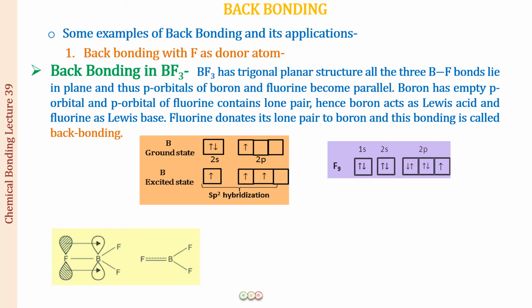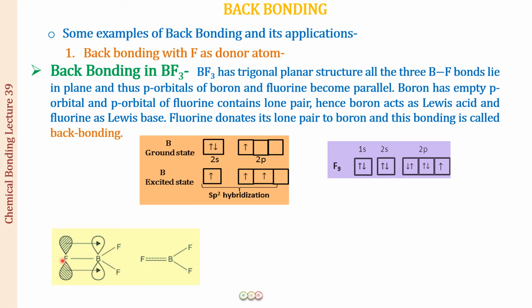What this means is that at least one of these two and this one, they are going to become parallel to one another. And it is at this moment that fluorine can share its lone pair with the empty orbital of boron. Why does it need to share that lone pair? Well, it needs to share that lone pair because boron is still electron deficient after forming these 3 bonds.